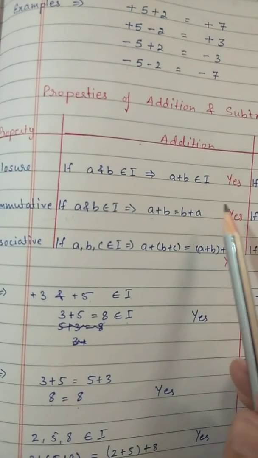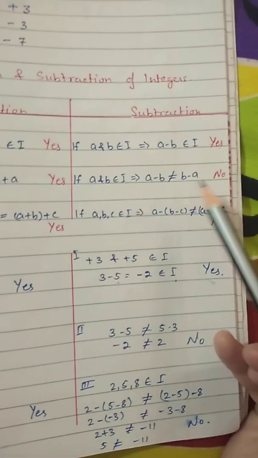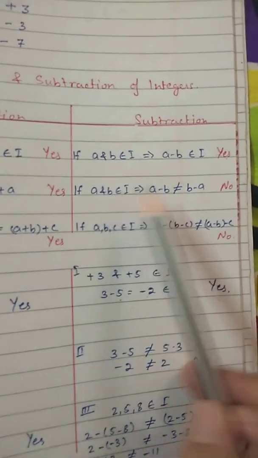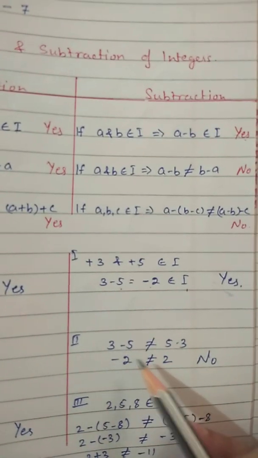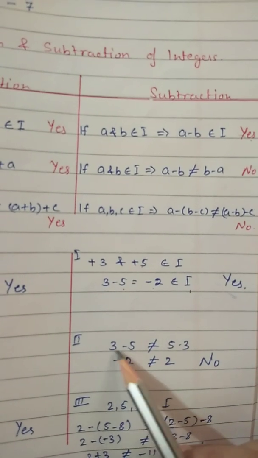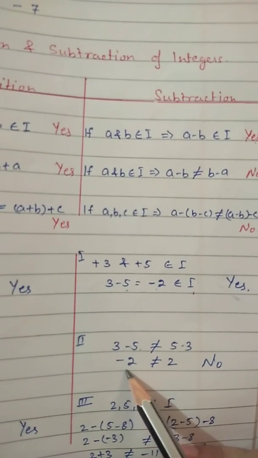The answer will come the same. We will check the same property for subtraction also. We have two integers a and b. Let us check whether the answer comes the same or different. 3 minus 5, the answer will be minus 2.